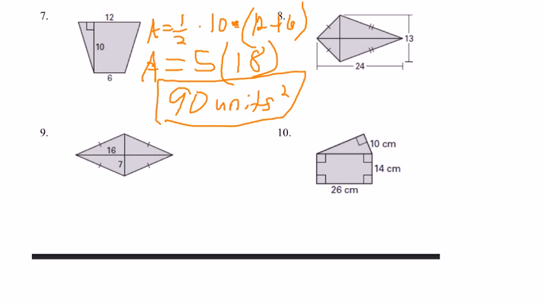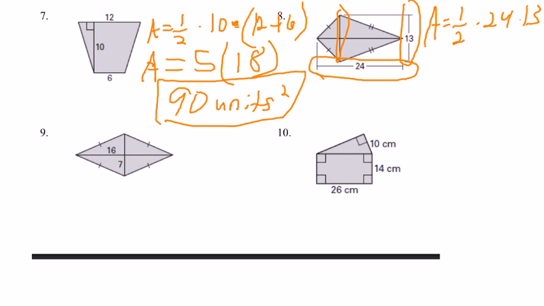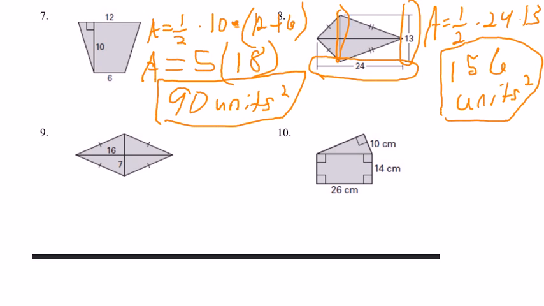Number 8, we have a kite, and the formula for area of a kite is 1/2 times one of the diagonals, and we're talking the whole diagonal here, so 24 times the other diagonal, and that whole diagonal length is 13. So 1/2 times 24 times 13, that works out to 156 square inches or centimeters or whatever it is, in this case just units.